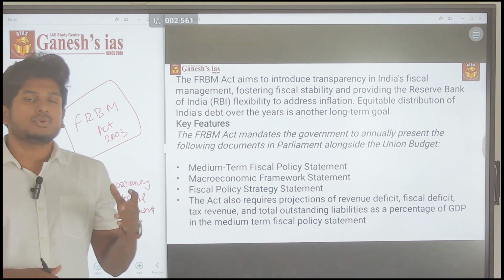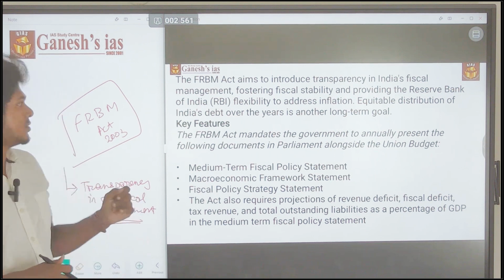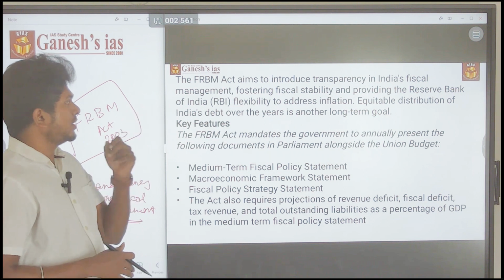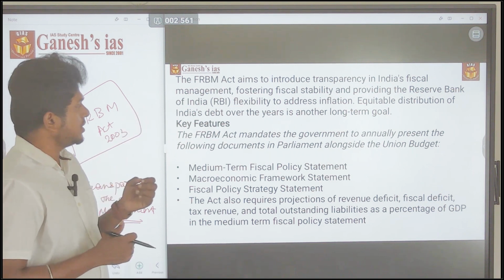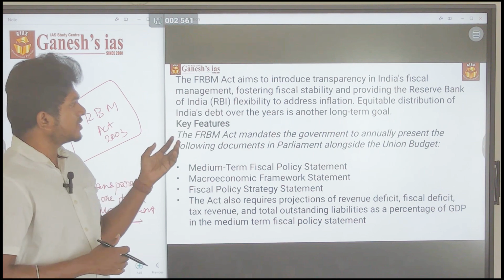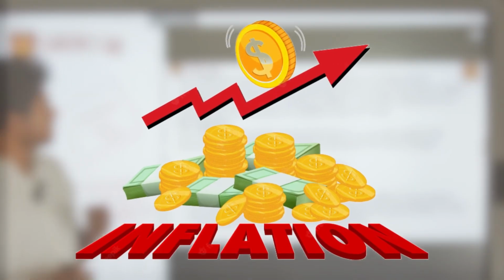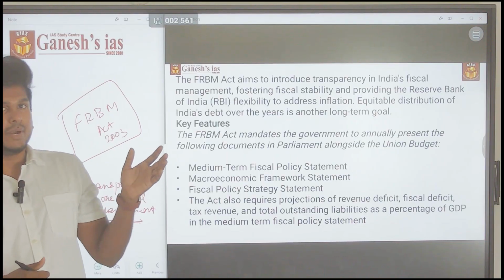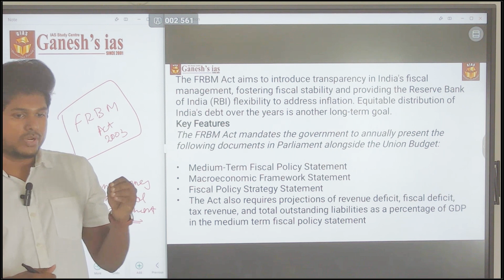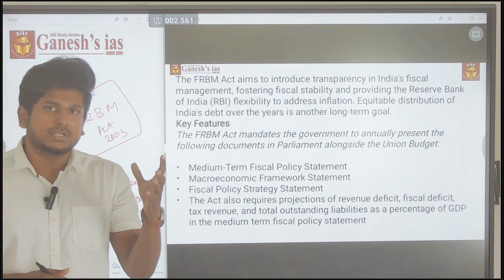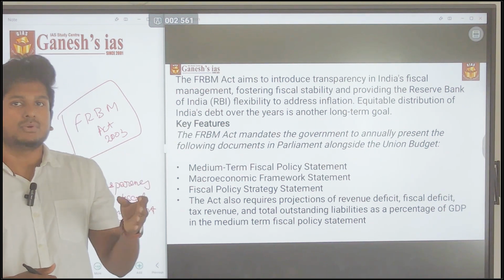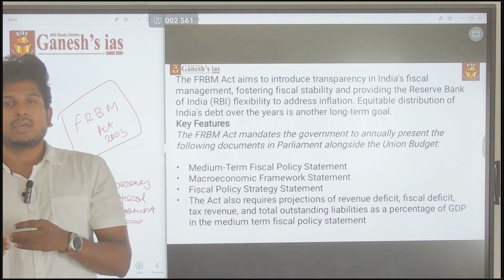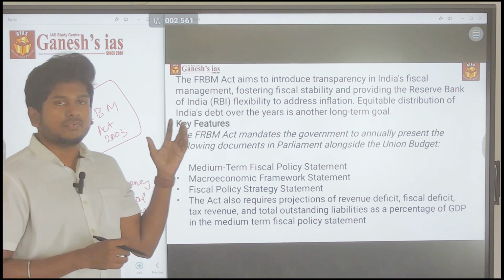So for that only the FRBM Act was introduced in 2003, aiming to introduce transparency in India's fiscal management, fostering fiscal stability, and providing the Reserve Bank of India flexibility to address inflation. For all these needs, they introduced the Fiscal Responsibility and Budget Management Act. It is for sustainable management of fiscal, so as to not encroach on the future generation's fiscals.